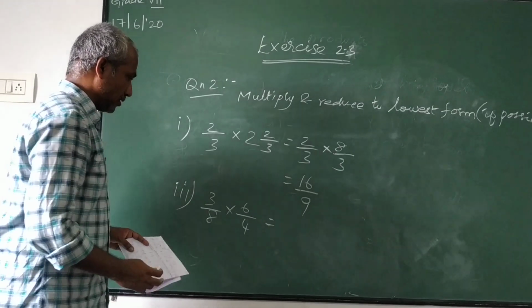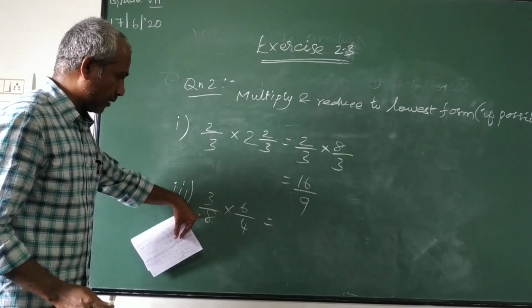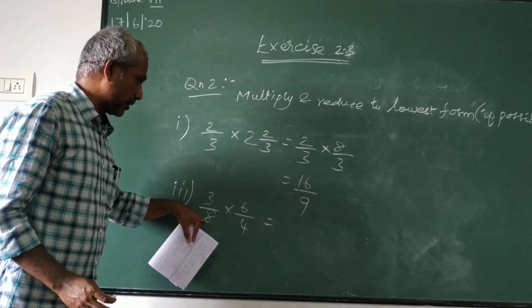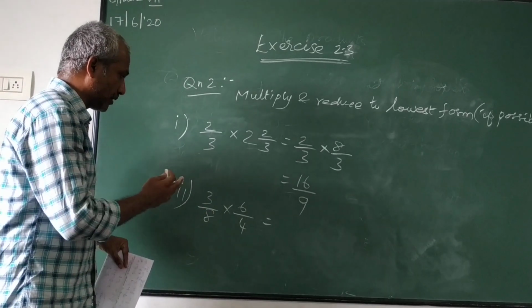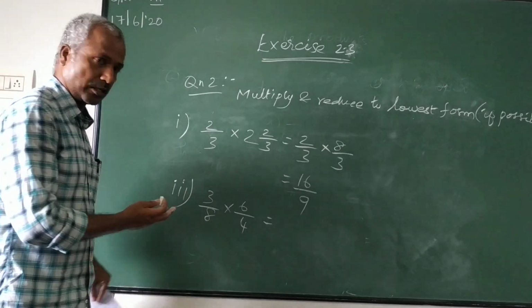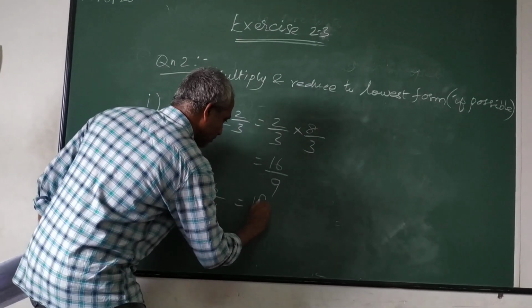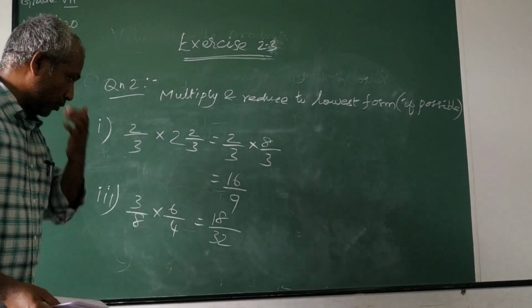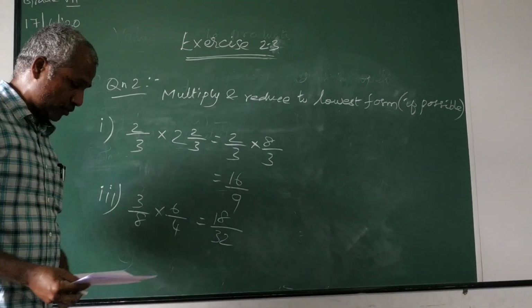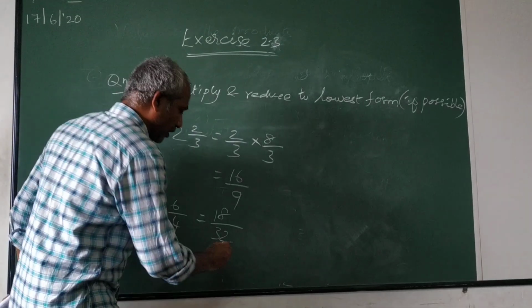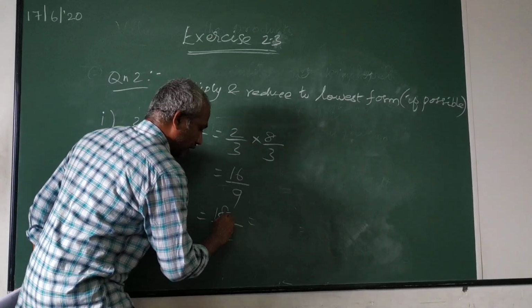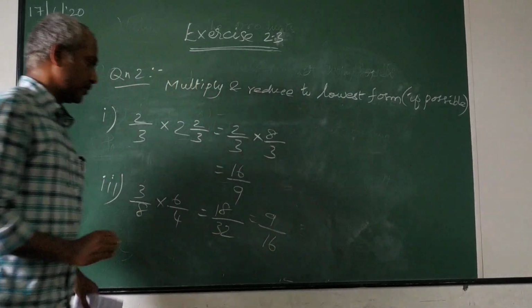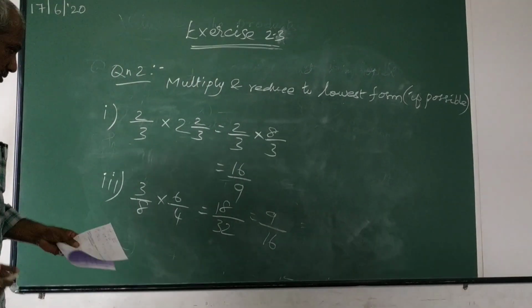Both are, one is proper, another one is improper. So whenever it is proper and improper, we will directly multiply numerator with the numerator and denominator with the denominator. 3 6s are 18, 8 4s are 32. Now both the numbers commonly have the divisor 2. So while cancelling, table of 2, 9 2s are 18, 16 2s are 32. This is the lowest form of the result.